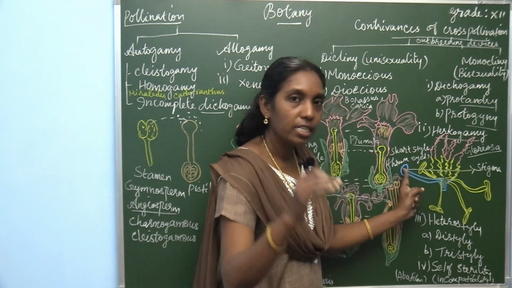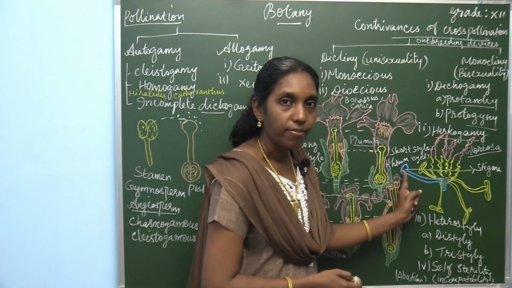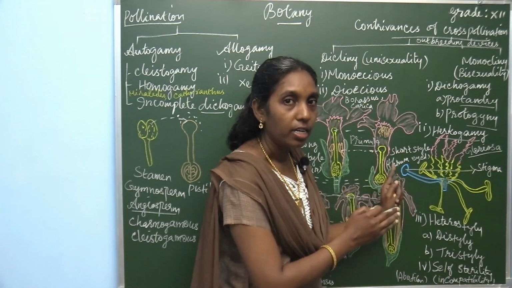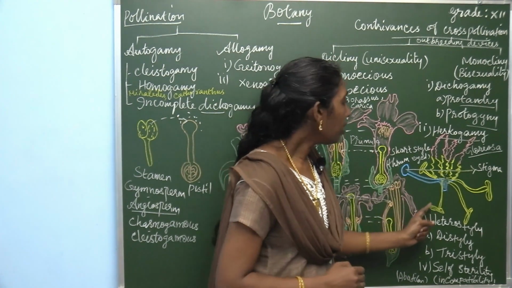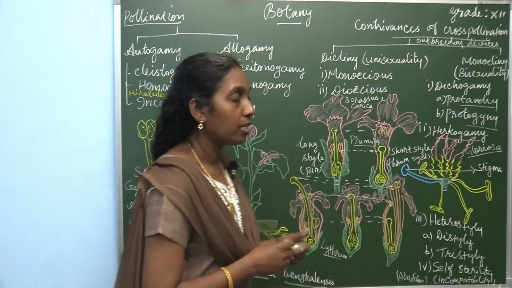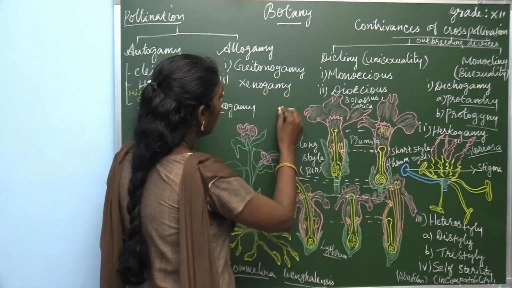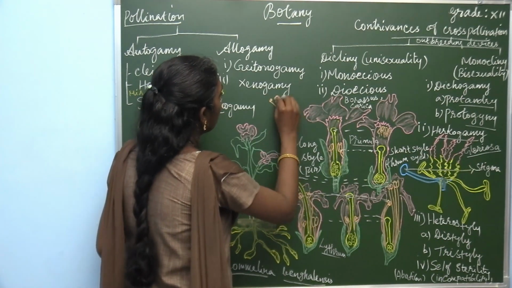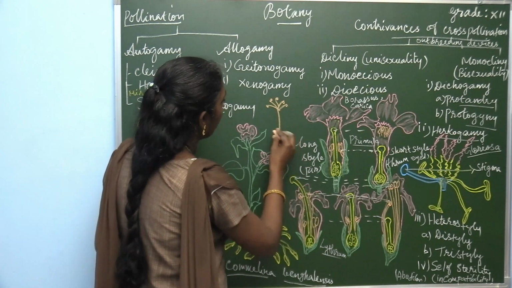In this stigmatic region, pollen grains could be dusted on the stigmatic surface, but in this flower the adaptation seen is that it reflects away from the androecium. In hibiscus also we can see this. In hibiscus, here is the stigma, this region, stigma, style and ovary inside.